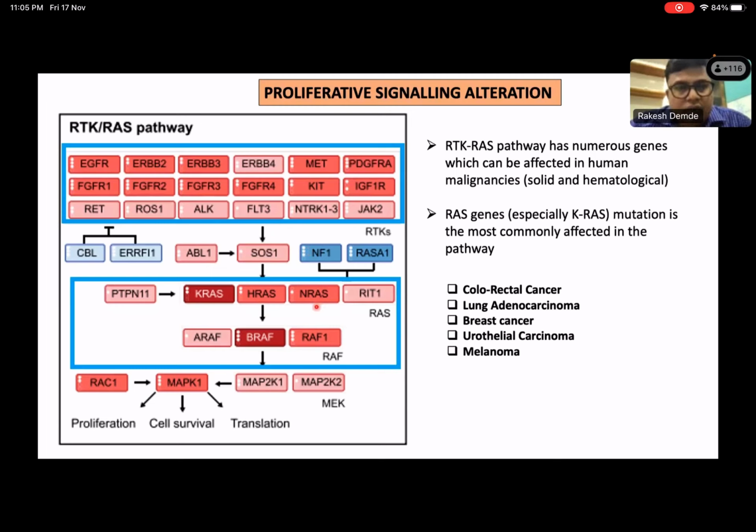This pathway is very important because in colorectal cancer, you have RTK-RAS pathway alteration. You have lung adenocarcinoma also with RTK-RAS pathway alteration, breast, urothelial, and melanoma. So these are the major carcinomas we have seen in the incidence. These are the carcinomas we see in the majority in the Indian population, and the pathway which is altered is RTK-RAS. So we should have knowledge of this pathway because there are many biomarkers or targeted therapies which are FDA approved for particular malignancies associated with the RTK and RAS pathway.